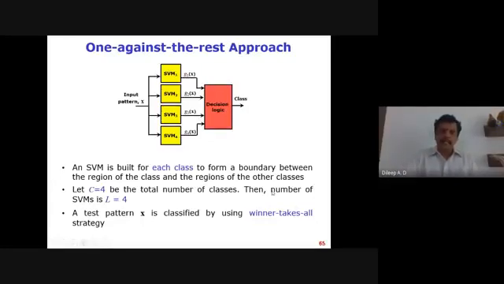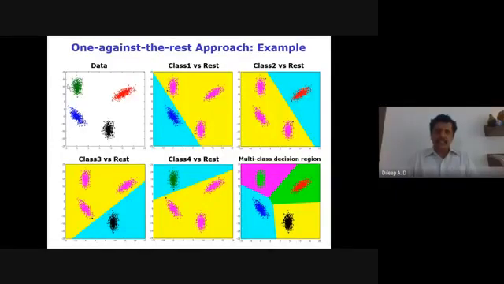If you look into these 4 class cases, class 1 against the rest, class 2 against the rest, class 3 against the rest, and class 4 against the rest are built. When we combine all of them together, it gives the region of separation between the multiple classes.